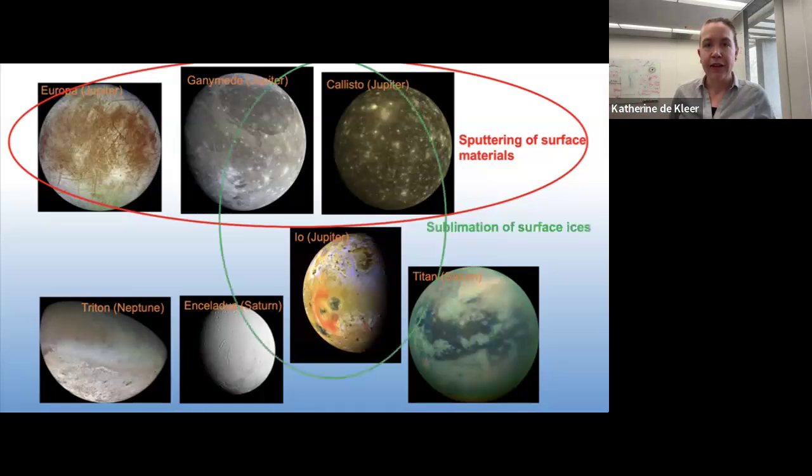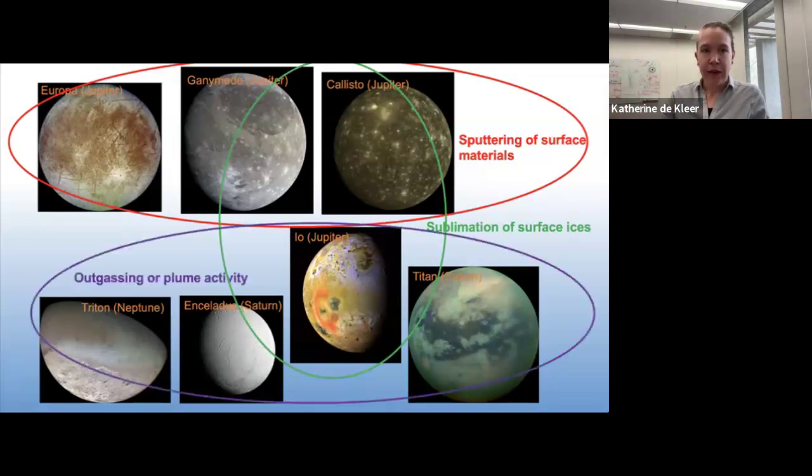In addition to that, if you have a surface that's warm enough and you have the right ices on the surface, you can have a sublimation of surface ices and produce a sublimation supported atmosphere. This is definitely seen for the case of Io and has been argued for water sublimation atmospheres in the cases of Ganymede and Callisto. And then the final process is this outgassing or plume activity.